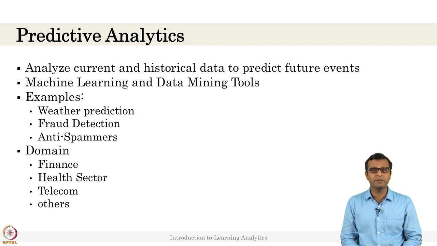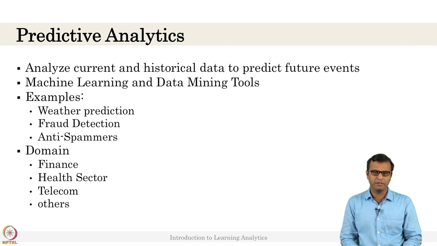For example, weather prediction is done by predictive analytics. It collects a lot of historical data over the last year, the last 10 years, then it predicts what will happen next, whether it will be sunny or rainy the next day. Also, fraud detection in bank transactions can be done using predictive analytics.